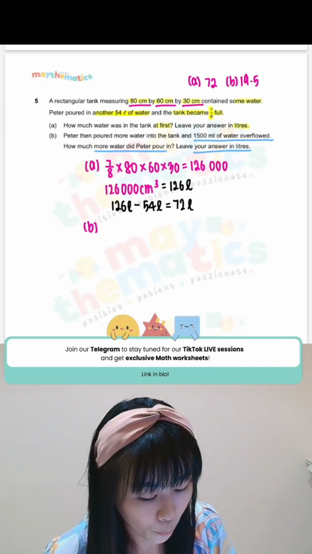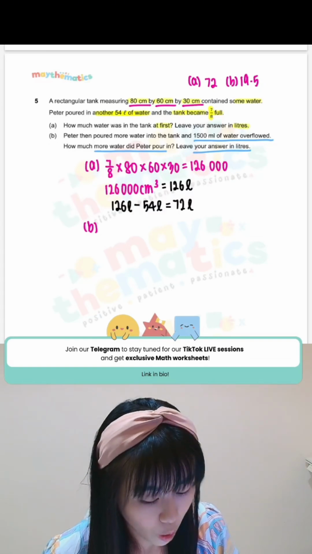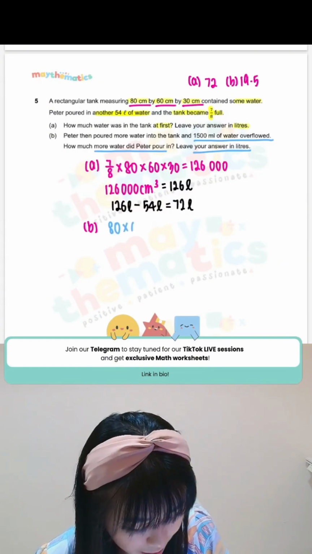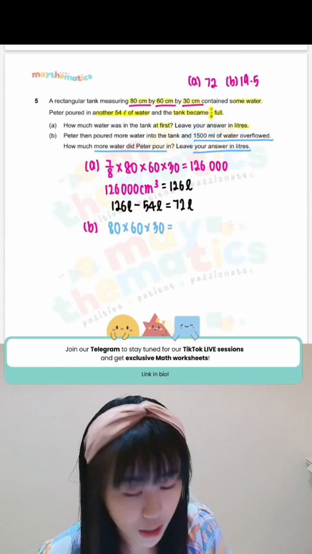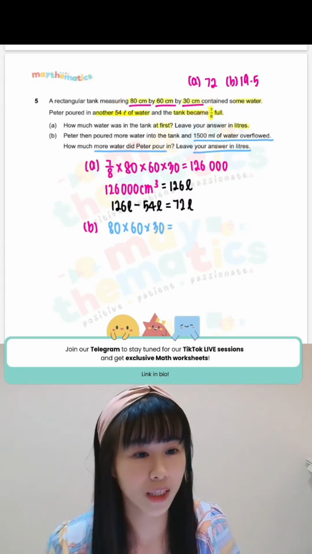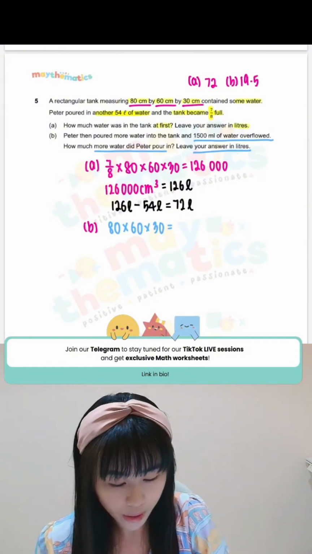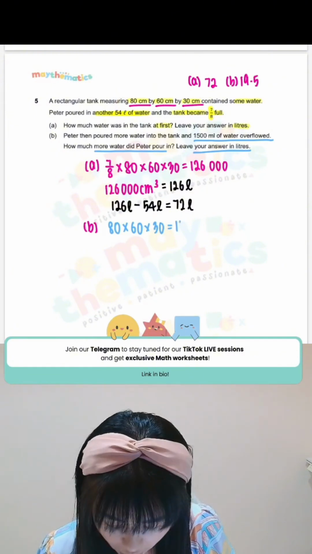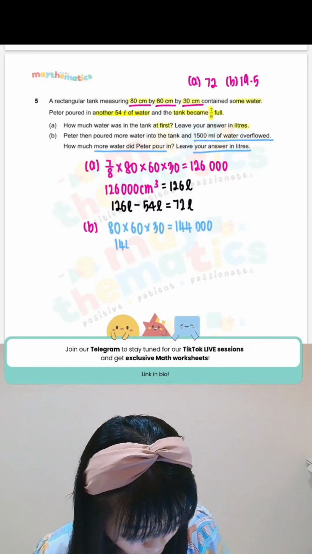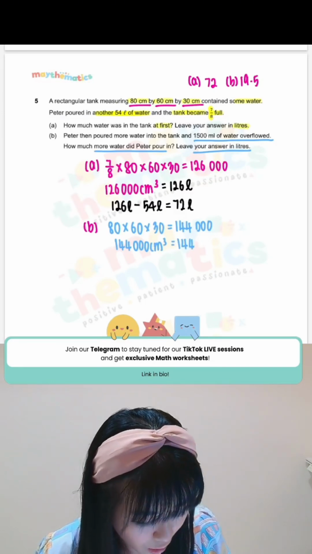Now, first step, what you're going to do. What I will do first is take 80 multiplied by 60 multiplied by 30. The reason is I want to find out, when the tank is completely full, how much water is inside. So when I do that, I will know 144000 cm cube of water is equivalent to 144 liters.